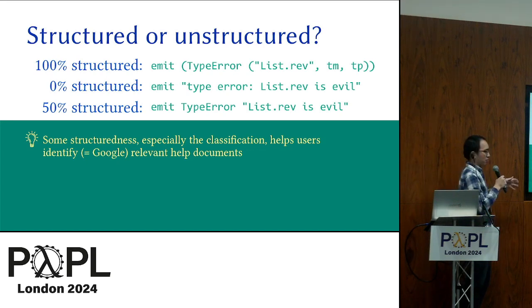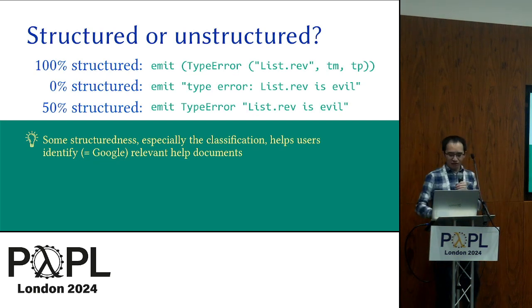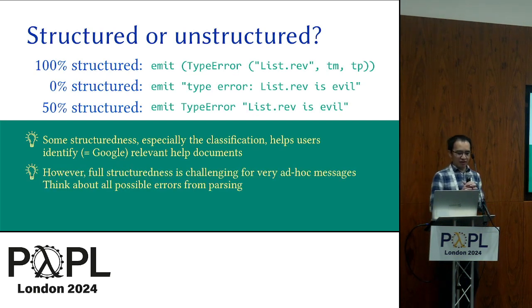But I'm going to just provide some of our thoughts. We do believe that some structuredness does help the user. In particular, the code that I was talking about that the user can Google is part of the structuredness. So some category classification should help the user identify, or by identify I mean Google, okay? Nowadays, identify means Google. So they can Google the pages they want to look at.